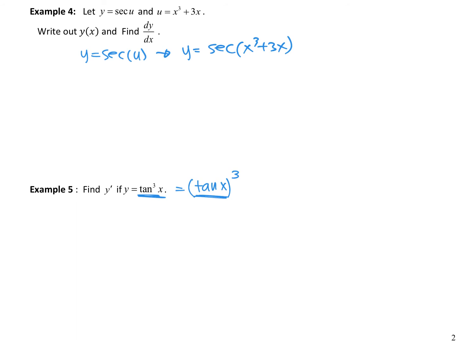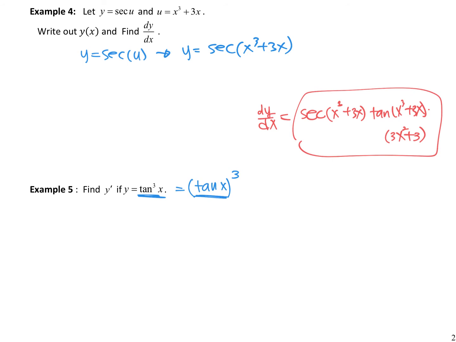All right, if you're done, to check your answer, the answer for number 4 is dy dx should be secant of x squared plus 3x, tangent of x squared plus 3x, times 3x squared plus 3. So that will be the answer. I don't think we can simplify that anymore. For number 5, if you did it correctly, y prime, which is basically dy dx, should be 3 tangent squared x times secant squared x, which is, if you rewrite it, like this.